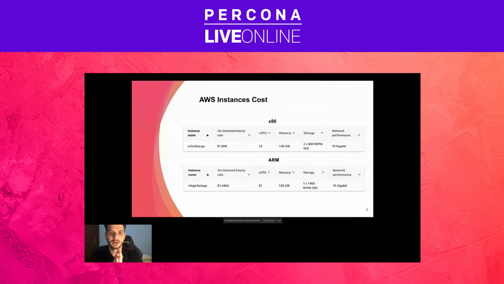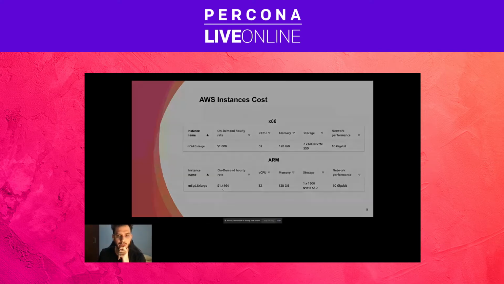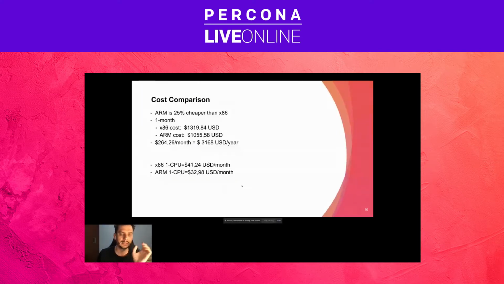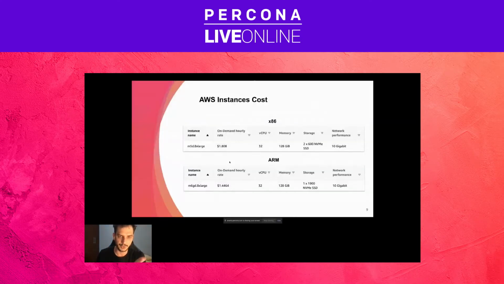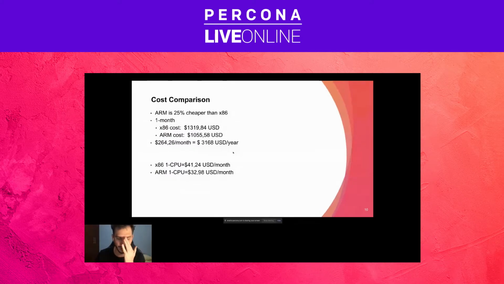A bit on the costs: as we can see here, x86 is a bit more expensive compared to ARM, as expected. And here is a yearly report. ARM is 25% cheaper when we use it by the hour, and of course, if we move to month or year, it will be the same 25% cheaper.